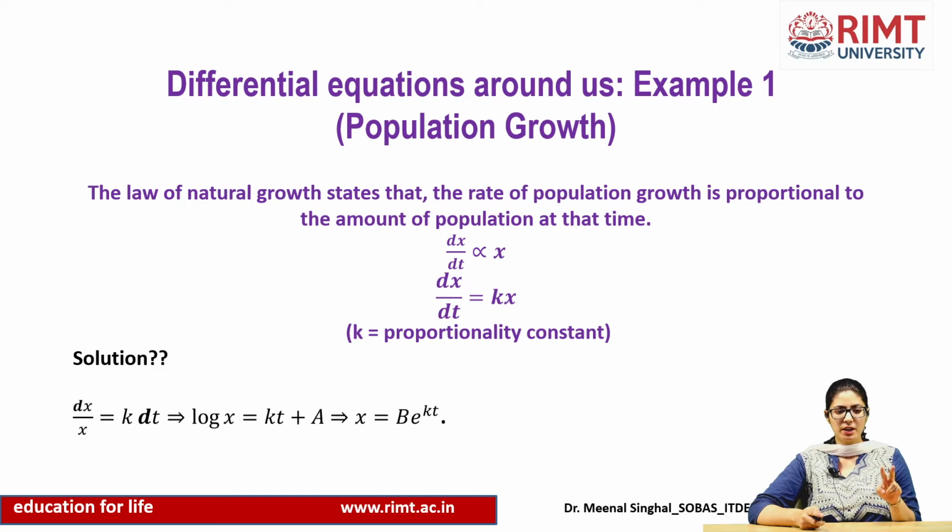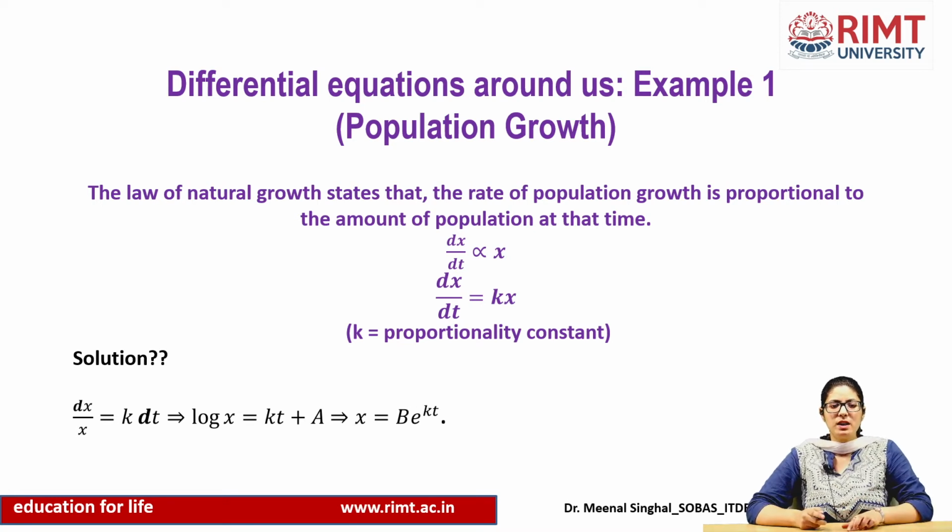When you perform the integration of dx by x, that would be log of x, and when you perform the integration of k dt with respect to t, it would be k into t. And moreover, because we are performing indefinite integration, we also have a constant of integration which we call a. So, from here, we take log on both sides, or rather, in order to remove log x and get the expression of x explicitly, what do we do? We take the exponential power on both sides. So, our final answer would be x is equal to b e to the power k t.